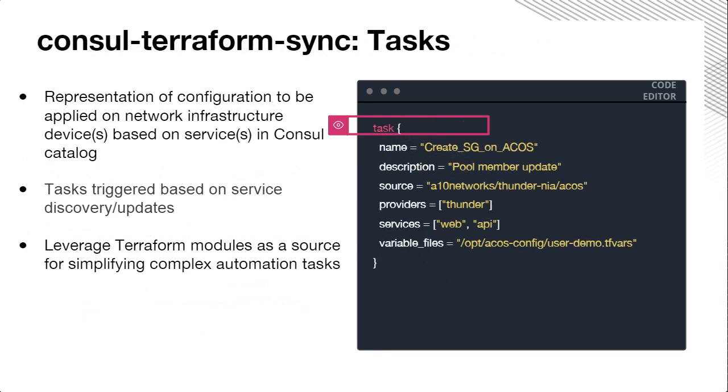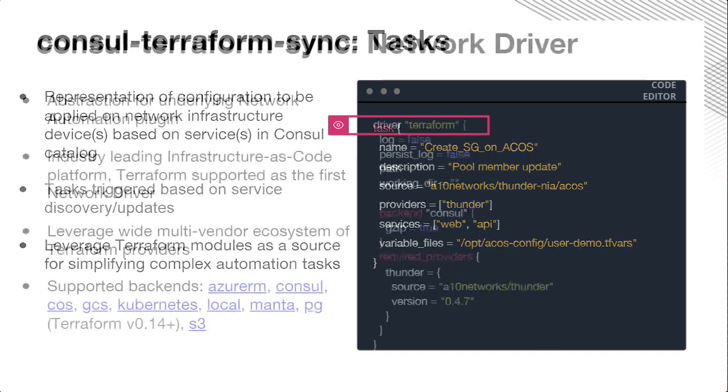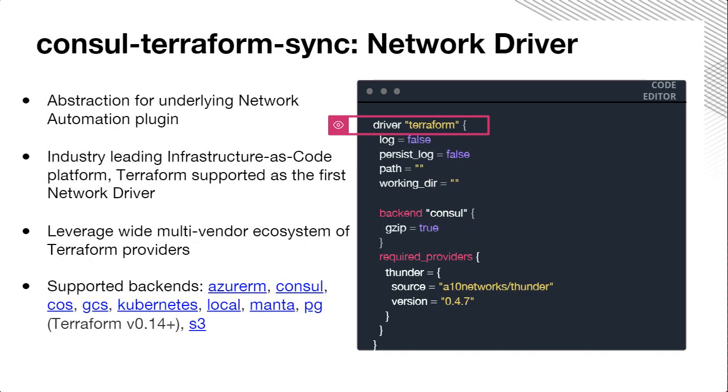As a part of Consul-Terraform-Sync, if you can go back one slide, Peter. Thank you. The supported backends right now are AzureRM, Consul, COS, GCS, Kubernetes, and S3, along with local as well. And by default, the default backend for Consul-Terraform-Sync is going to be Consul KV.